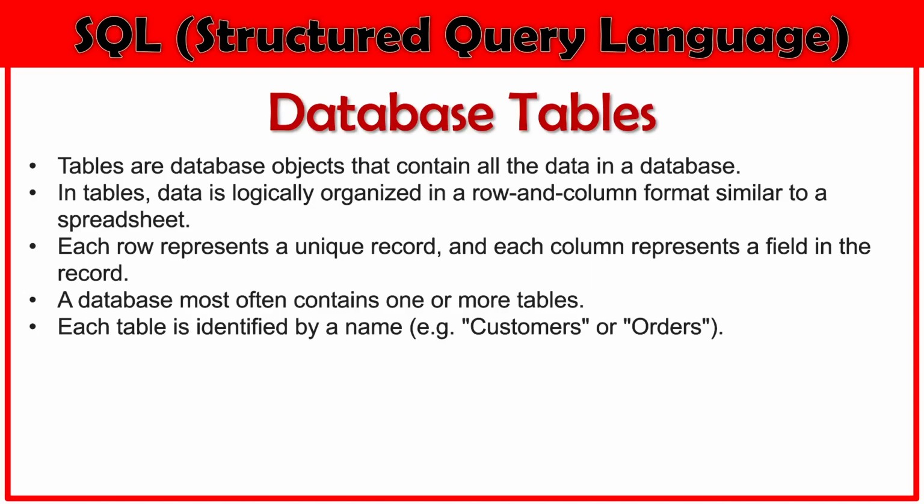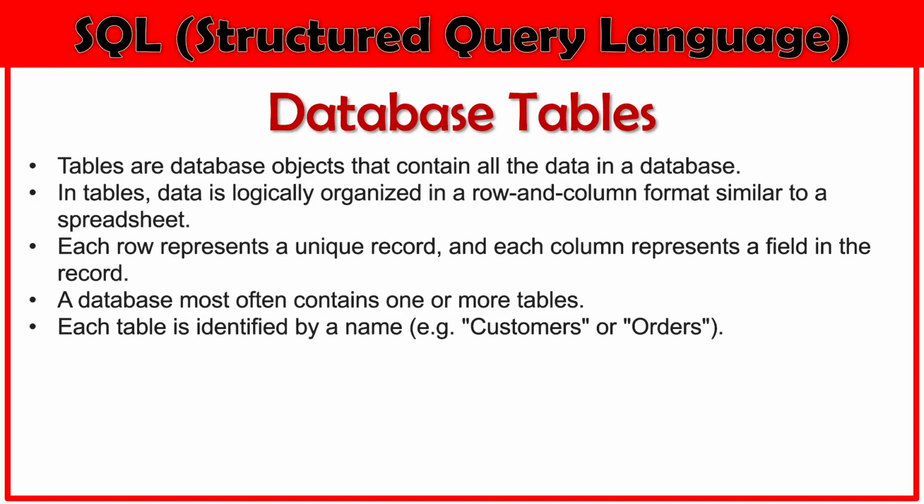Whenever we store data in a database, we require something to hold the data. Here we have a database object called a table. A table is where we store our data. Tables are database objects that contain all the data in a database. In a table, data is logically organized in rows and columns, similar to a spreadsheet or Excel sheet. Each row represents a unique record and each column represents a field in the record.